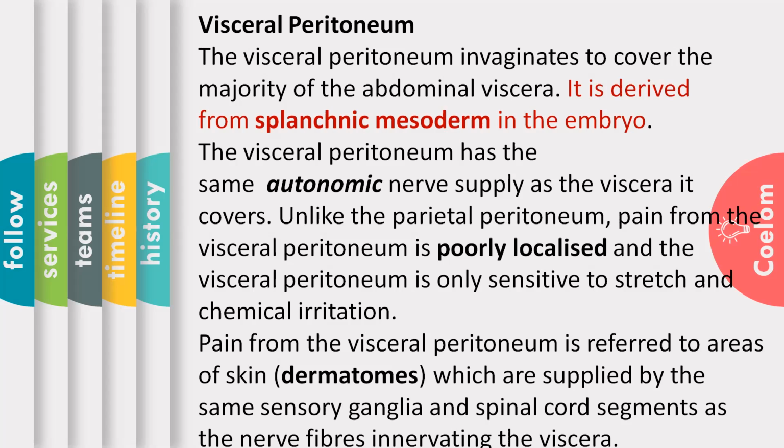The visceral peritoneum has the same autonomic nerve supply as the viscera it covers. Unlike the parietal peritoneum, pain from the visceral peritoneum is poorly localized, and the visceral peritoneum is only sensitive to stretch and chemical irritation. Pain from the visceral peritoneum is referred to areas of the skin, dermatomes.